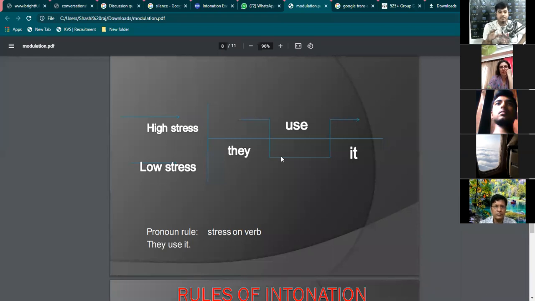Got it? For conveying our messages, we need to put some stress. We need to give some more importance. It's for emphasis, exactly. That's called emphasis. So the actual rule is putting stress on "use," but sometimes we can change it according to the situation.